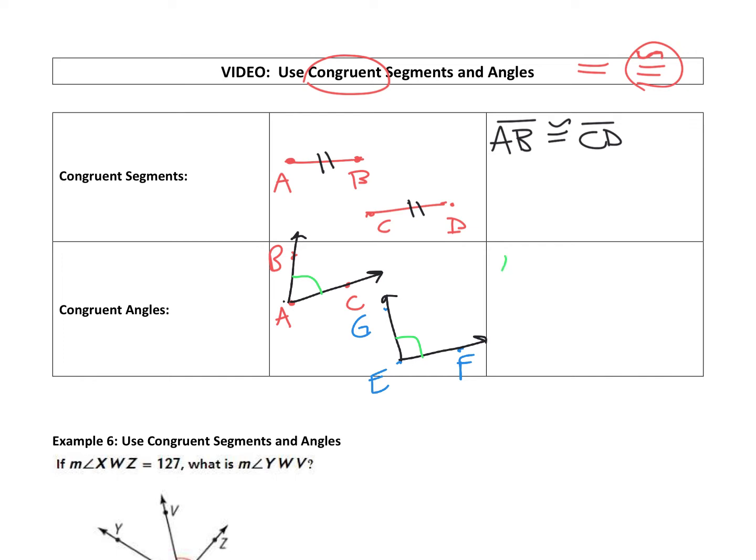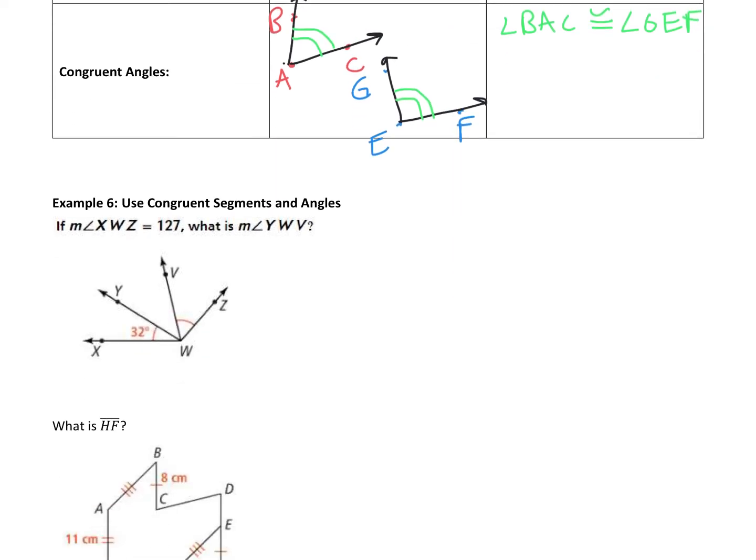So how we would write that is angle BAC, remember to put the vertex in the center, is congruent to angle GEF. Similar to tick marks, when you have lots of angles, maybe you might get two curves. So something with two of those curves is congruent with two curves. All right, now that we know what we're talking about, let's take a look at an example.